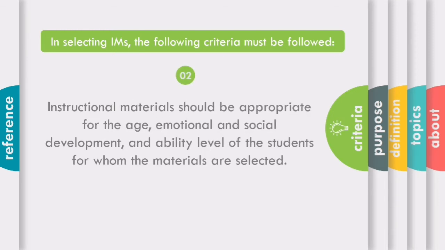Second guideline: instructional materials should be appropriate for the age, emotional and social development, and ability level of the students for whom the materials are selected. IM simplicity and complexity should match the students' ability to grasp things in terms of their age, emotional, and social conditions. Imagine giving elementary students a lesson in mathematics that should be taught in high school. Of course, they won't be able to answer that because it is not aligned with their capacity of learning.